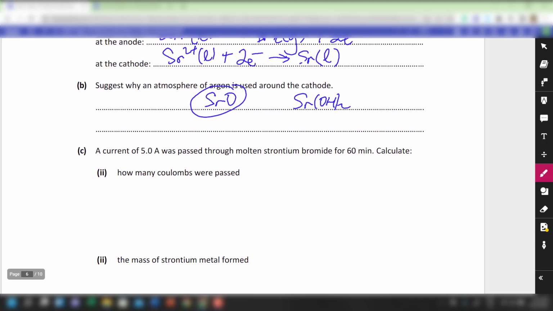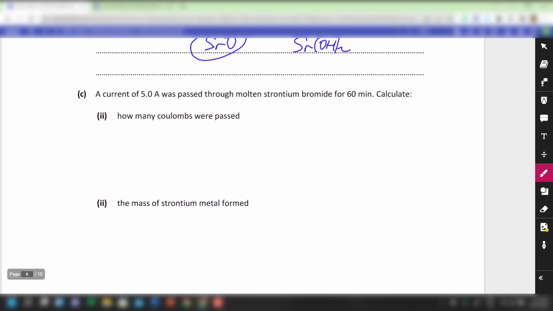Then for part C, we were told that a current of 5 ampere was passed through molten strontium bromide for 60 minutes. So we are required to calculate the coulombs passed through. We can do that quite easily. If you recall the lectures on electrochem, the charge transferred, which is Q, is equal to the product of the current multiplied by the time.